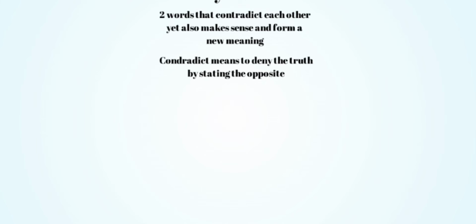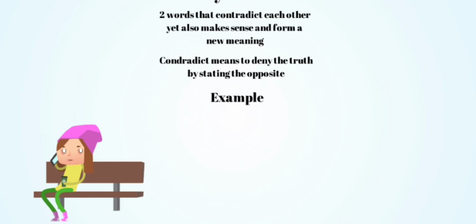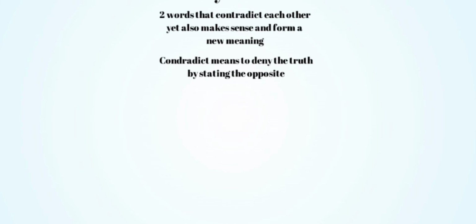Oxymoron. An oxymoron is two words that contradict each other yet also make sense and form a new meaning. Contradict means to deny the truth by stating the opposite. It's fine if you still don't get it, this is only the definition. Hey, you're pretty. Oh, well, thank you, pretty ugly. That was an example of an oxymoron. The pretty ugly is an oxymoron. There are so many more like awfully good, terribly nice, and loving hate. They are all oxymorons. The reason they are all oxymorons is because all of them are two words that contradict each other. To put it into simple terms, it's just two words that are completely opposite of each other combined.